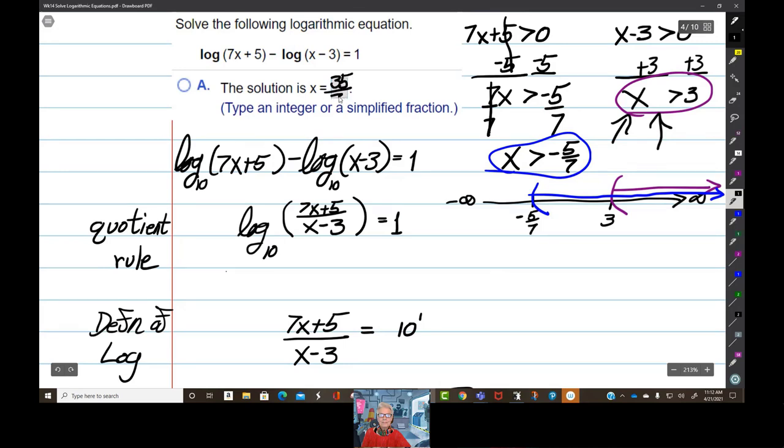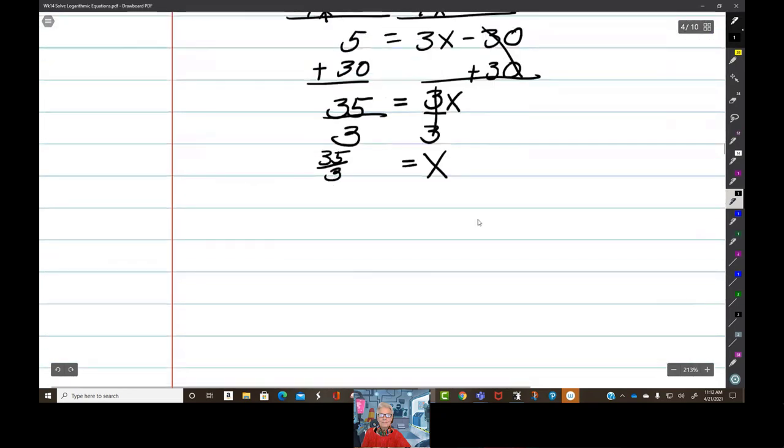35 over 3. Or if you put it in your calculator, you'd get 11.67, something like that. And you would know immediately, well, that is greater than 3. Yes, it is. So that's all we care about. Is this answer greater than 3? Heck yes. So we can accept it.